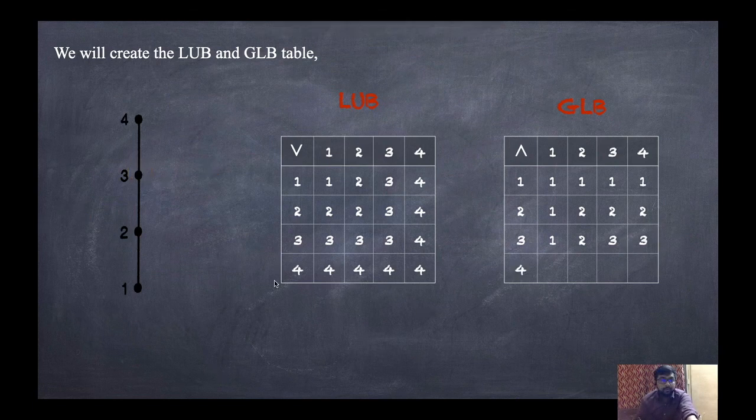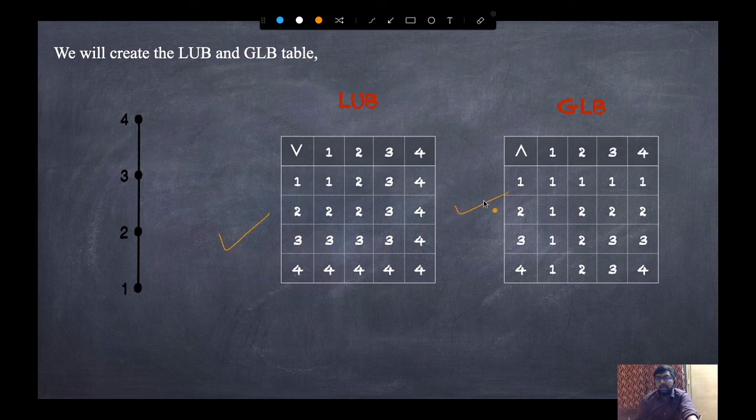Now 4. Now see, 4 is the highest number and we are trying to find the greatest lower bound. So with respect to 4, all are the lower bounds and the least one. So here it will be 1, it will be 2, it will be 3, and 4 and 4, so it will be 4. So you can see that we've got all the GLB and LUB for each and every pair.